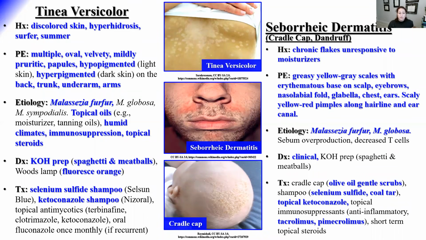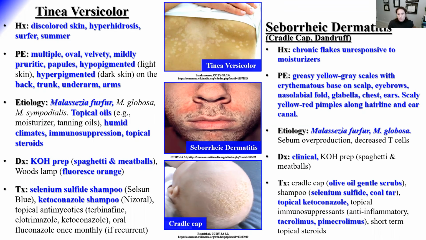Treatment of choice for this is going to be a selenium sulfide shampoo because it covers a very large area and it's relatively inexpensive. So Selsun Blue is one that you can get over the counter. There's also a ketoconazole shampoo, Nizoral. Topical antimycotics example would be terbinafine. Oral fluconazole once monthly if it's recurrent. So if you're a surfer or somebody that's constantly getting this, you can use an oral fluconazole.